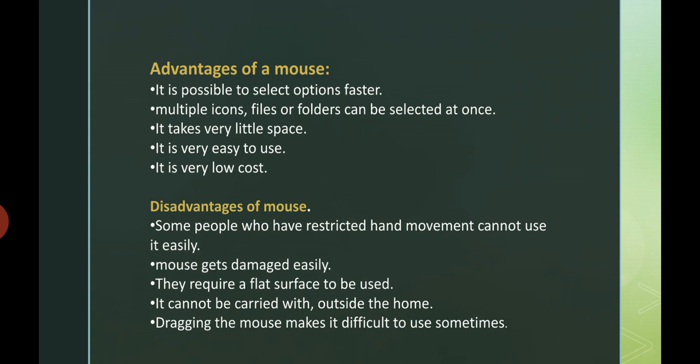And the disadvantages of the mouse are: some people who have restricted hand movement cannot use it easily. Second, the mouse gets damaged easily because it is light in weight. Third, it requires a flat surface to be used. If you don't have a flat surface you can't use it properly. Fourth, it cannot be carried outside the home. Fifth, dragging the mouse makes it difficult to use sometimes. If you are dragging any item from one place to another place, it can sometimes cause difficulties.